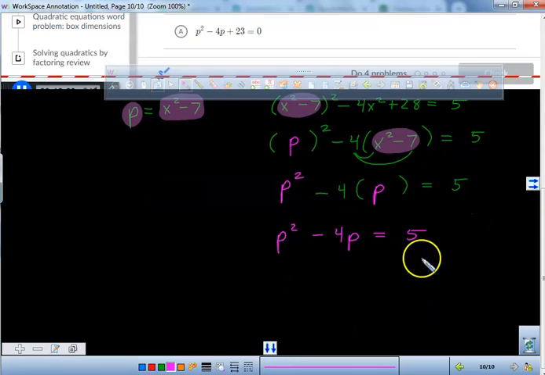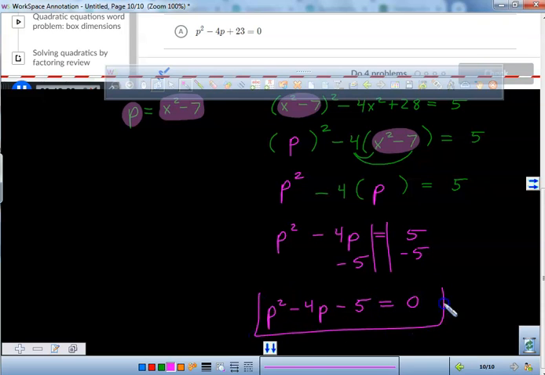So now we have a nice little quadratic equation. But whenever you're dealing with a quadratic equation, what do we have to set everything equal to? Always set equal to 0. So the last step I'm going to do is take away 5 from both sides. And my final answer is p squared minus 4p minus 5 equals 0. That's going to be my final answer, solving using structure. Okay?